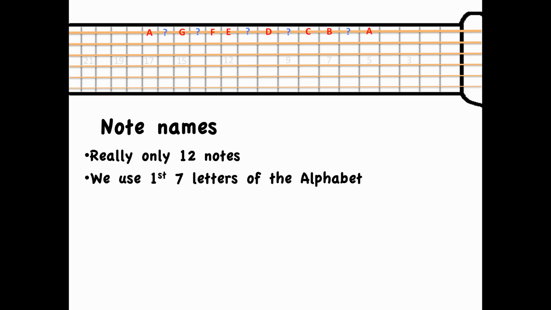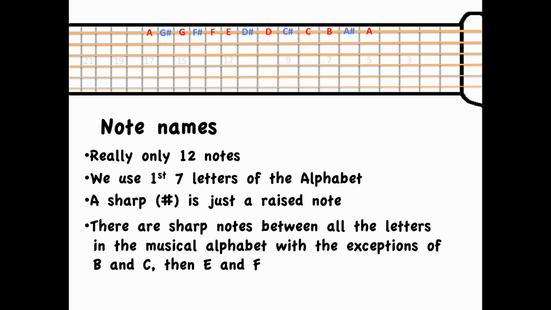Let's keep it simple and just start with sharps. We just use sharps to tell us one pitch is a little bit higher than another pitch. For instance, if I know this is an A, the pitch that's a little bit higher than this is an A sharp. If I know this note is a C, I know the pitch that's next up on the fretboard is a C sharp. So in between all the letters in the musical alphabet, there is a raised note, or a sharp note.